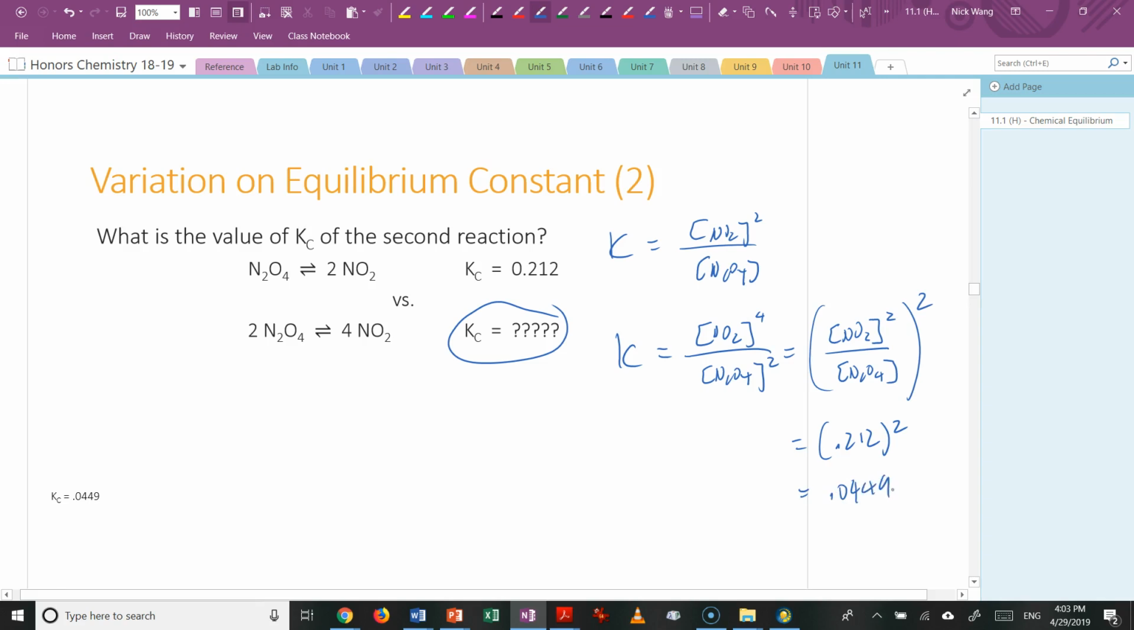So that's the Kc, or the equilibrium constant, for this second equation, which is just the doubling of the coefficients. So you see here, doubling the coefficients, you square the K. What happens if you were to triple it? What happens if it was 3 N2O4 in equilibrium with 6 NO2? What might you think would happen there? Feel free to give that a go, but that basically takes care of it. All right, that'll do it.